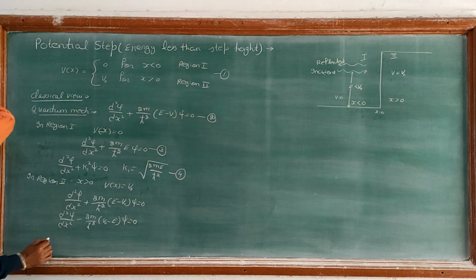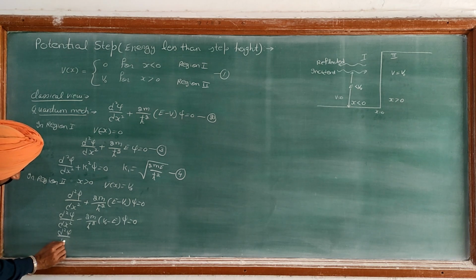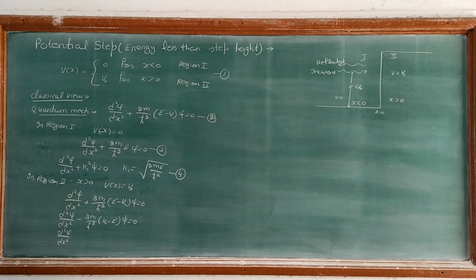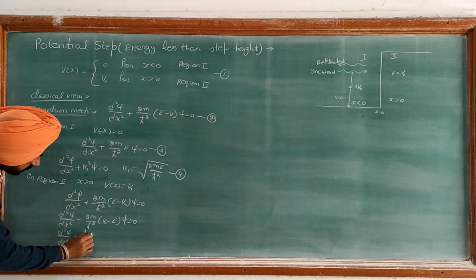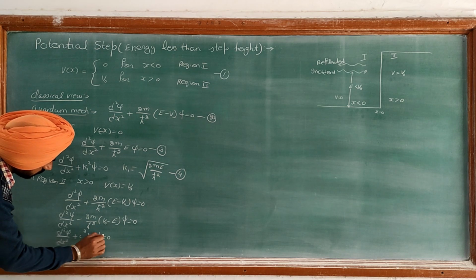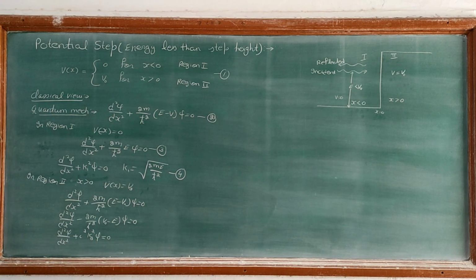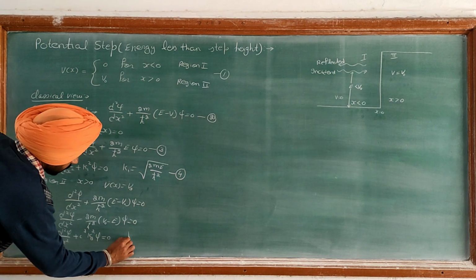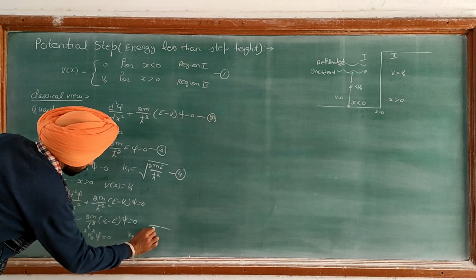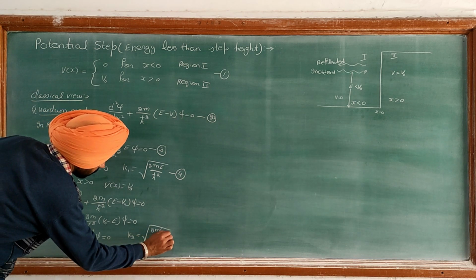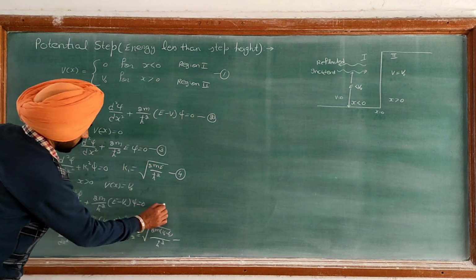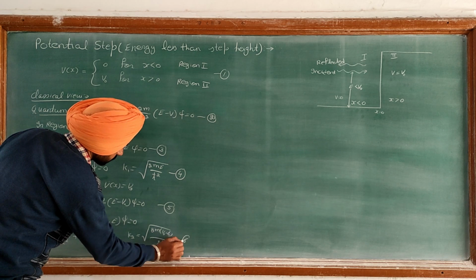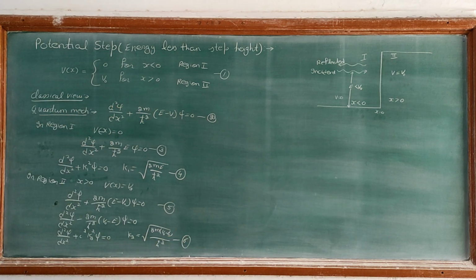So I will write it as d square psi upon dx square plus iota square k2 square into psi equal to 0, because iota square is minus 1. Here k2 is equal to the square root of 2m (V naught minus E) upon h cut square. Let this be equation number 5, and let this be equation number 6. Now we have two equations, and we will find the solutions of these equations.